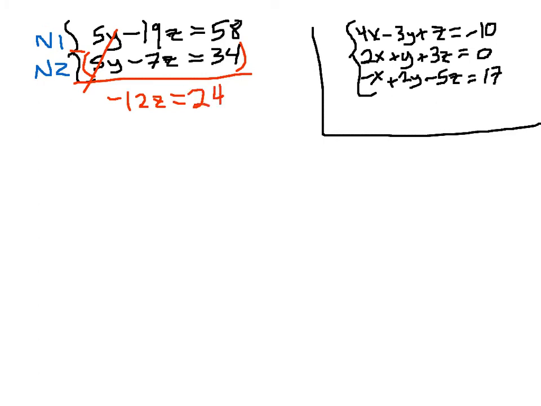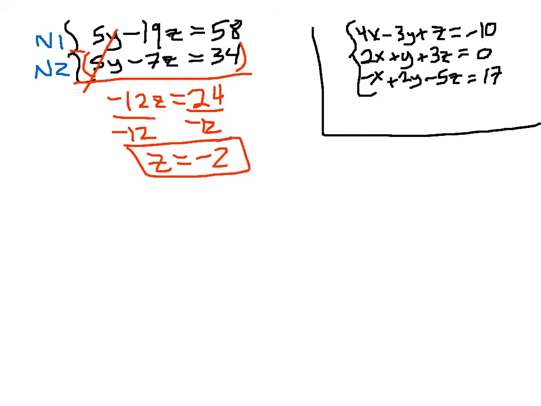So that worked out pretty nice because now I can just divide by negative 12. And I see that my z is equal to negative 2. That's great. I got one of my variables. Z is equal to negative 2. So now let's step back. Now that we know z, we can plug it into one of these equations and figure out what y is. So I'm going to plug this into my second equation. So I'm going to solve for y.